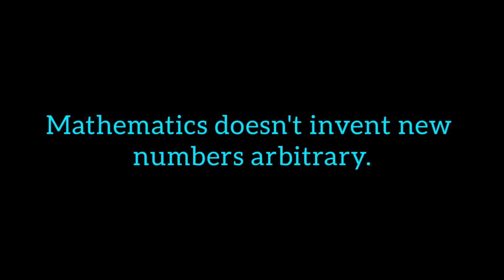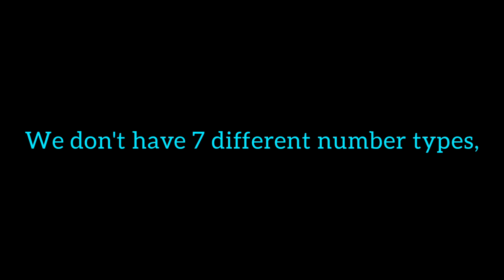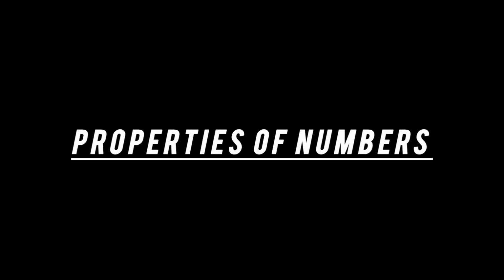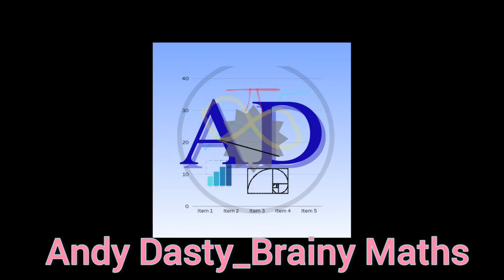Mathematics doesn't invent new numbers arbitrarily. Each expansion solves a concrete problem the previous system failed to handle. We don't have 7 different types. We have one evolving system that gets more powerful with each crisis. So keep up with me, and we transition to another video, the video that really explains the properties of numbers. After understanding what a number is and the different types of numbers, then we look at the properties of numbers. Thank you.